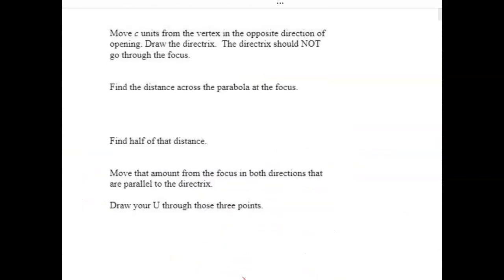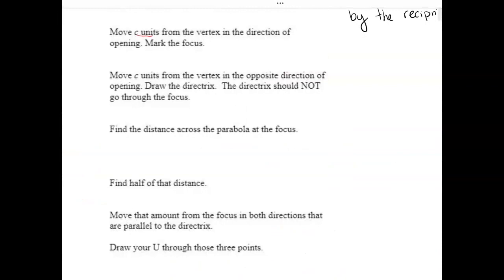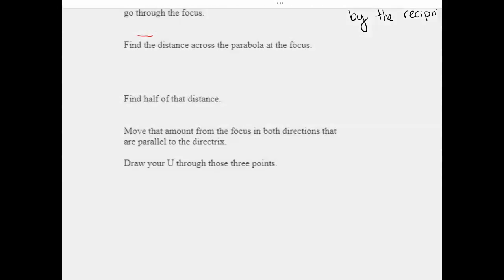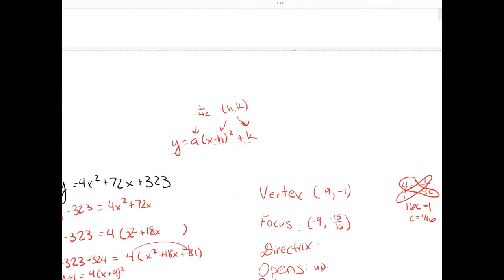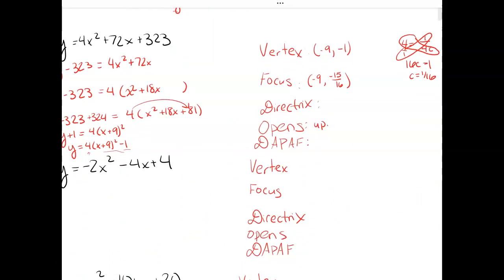Alright, and then my directrix is almost the same thing, except now I'm going to go from the vertex in the opposite direction of the opening and draw the directrix. Since it opens up, I'm going to go C units down in this particular case, which is still going to be on my Y value. So I've got -9, -1 and 1/16.